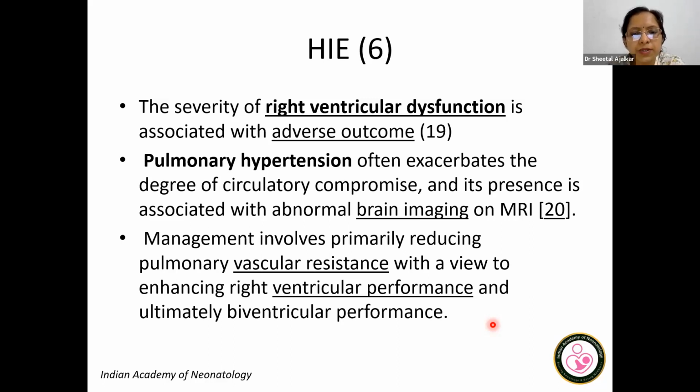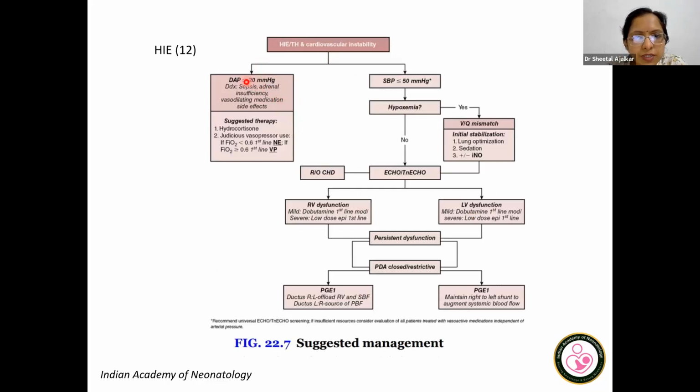So the main management for HI primarily aims at reducing the pulmonary vascular resistance and enhancing the right ventricular output. This was a study which showed this. Now the management: in HI or therapeutic hypothermia with cardiovascular instability, if the diastolic BP is low, less than 20 mm Hg, and systolic BP is low, how do we proceed? The diastolic BP can be low because of sepsis, adrenal insufficiency, vasodilation, and medication side effects. The suggestion is that in HI also hydrocortisone has been suggested, with judicious use of vasopressors. If FiO2 is less than 0.6, 60%, then norepinephrine. But if the FiO2 is more than 60%, then first line they have suggested vasopressin. This is from the cardiology handbook of NICU of Iowa. This is their recommendation.